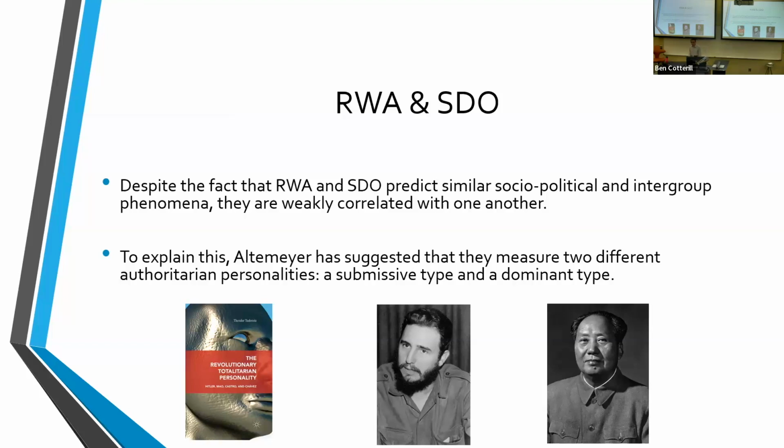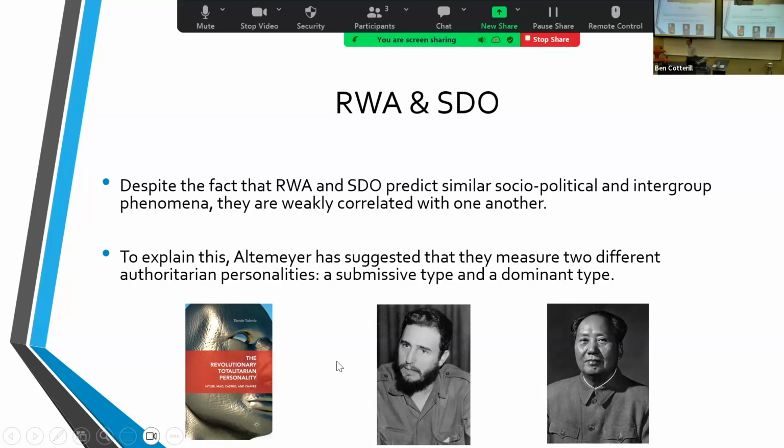Now, it's been used to help explain the fact that maybe there are two types of authoritarian personalities. Maybe there is a more submissive type who would be high in right-wing authoritarianism, and then a more dominant type who would be high in social dominance orientation.